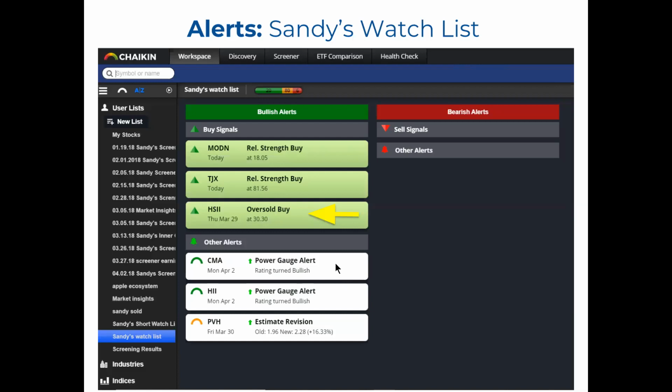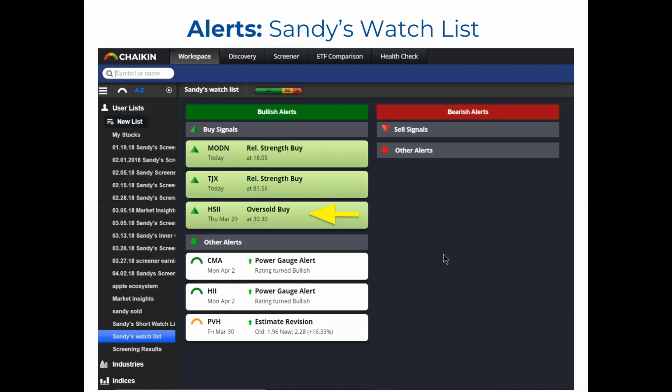It also tells me other important things that can affect the price of the stock, like a power gauge change. It's telling me CMA went from neutral to bullish. Well, that's informative. Huntington Ingalls went from neutral to bullish, okay? And PVH is telling me that there was an estimate revision to the upside. If it was an estimate revision to the downside, it would be over here under the bearish alerts. And as you can see, there's no sell signals or other alerts under the bearish section, but they'd be showing up here if they were.